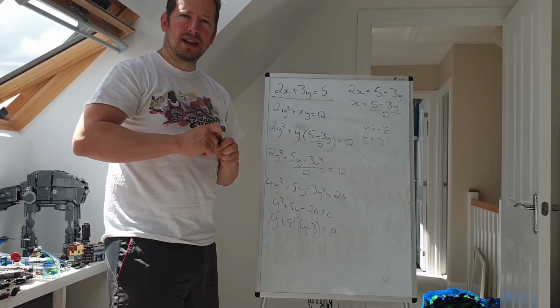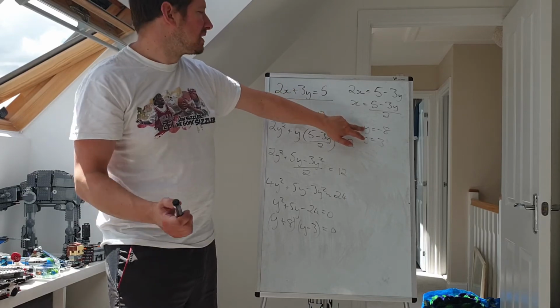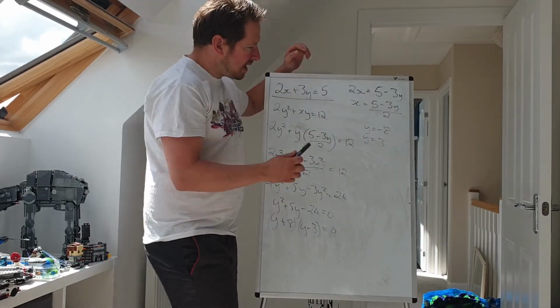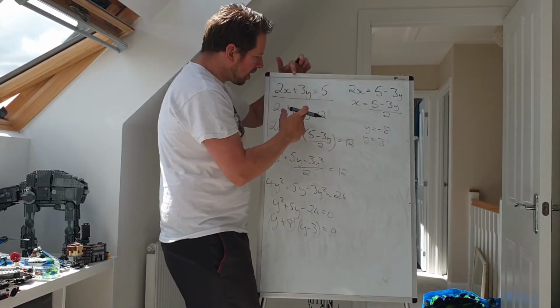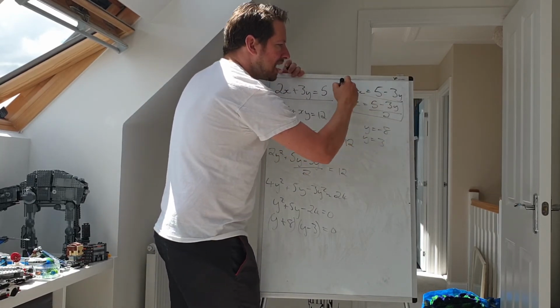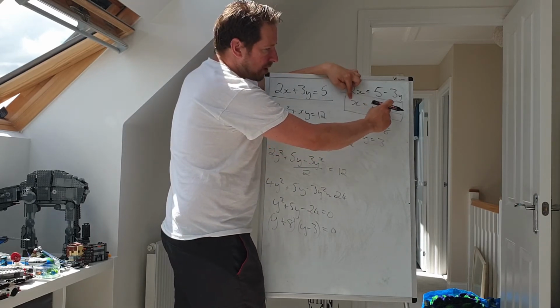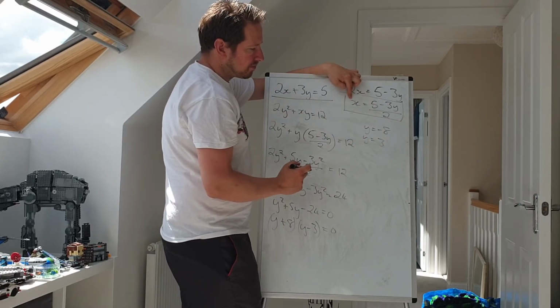And just like we've done in every other simultaneous equation that you've ever done, once you've got the y's, you've got to then find the x's. Now, here, the easiest way to do the x's, don't go back to one of the original equations, go to the one where you rearranged it to get x equals. So now I know that x is 5, take away 3 lots of my y, divided by 2.